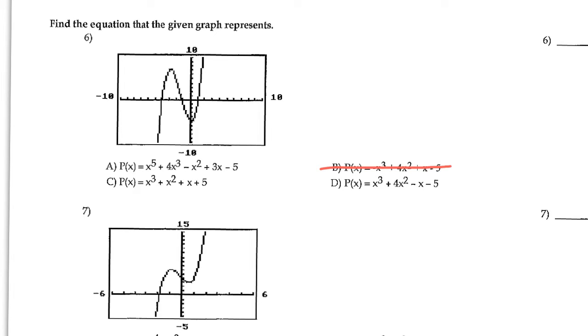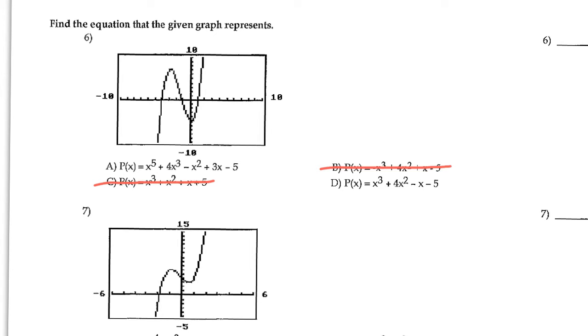Okay, what about C? C has a positive odd degree dominant term, so the end behavior is proper, up to the right, down to the left. Could be. Okay. Oh, wait. The y-intercept, if I let this be 0, this be 0, this be 0, the y-intercept is 5. Does this hit the y-axis at 5? No, it does not. So that takes that one out.